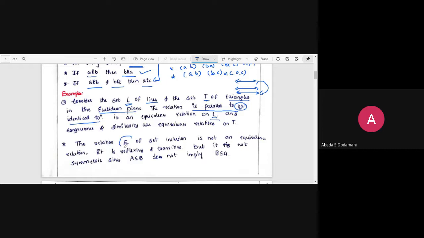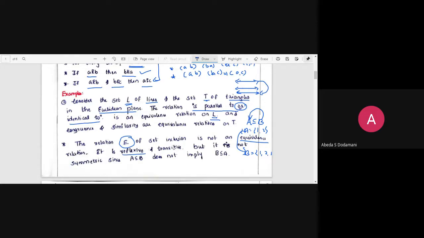Similarly, we have seen subset or equal to, the set inclusion. This is not an equivalence relation, because if A is a subset of or equal to B, B is not necessarily the same. Suppose A is equal to {1, 2} and B is equal to {1, 2, 3}. Obviously A is a subset of B, but what about B? So there is no symmetry.